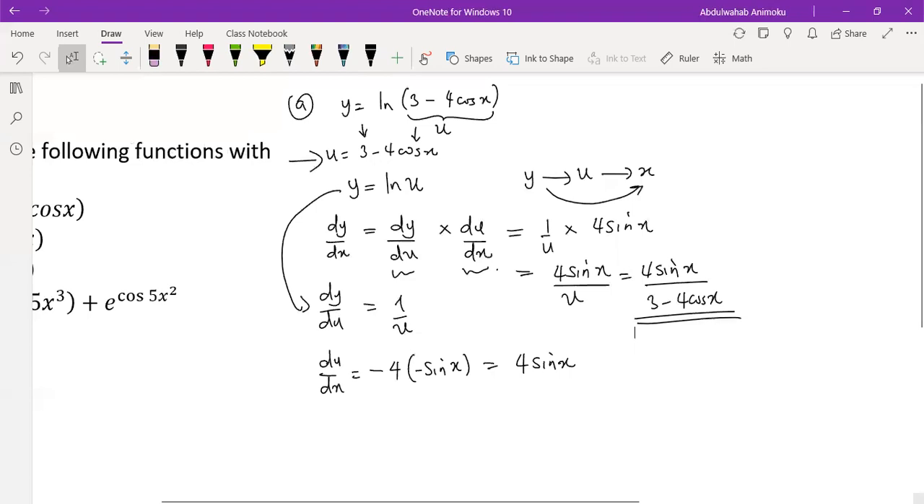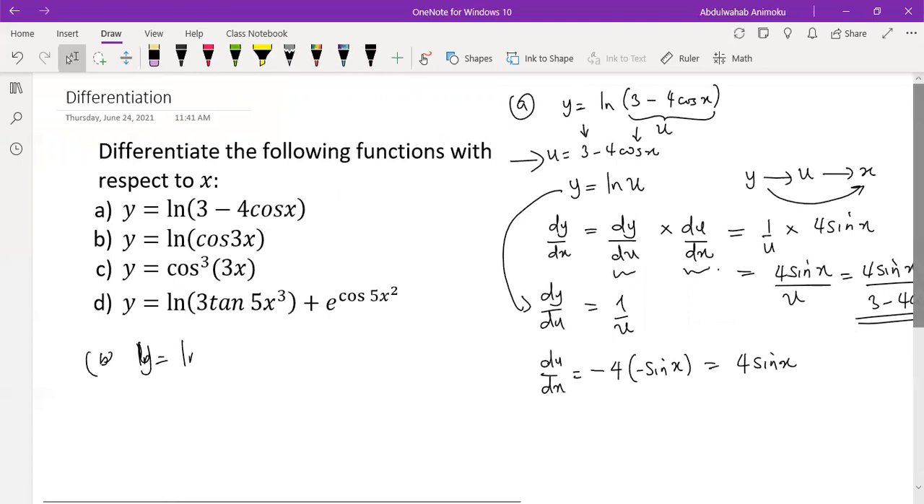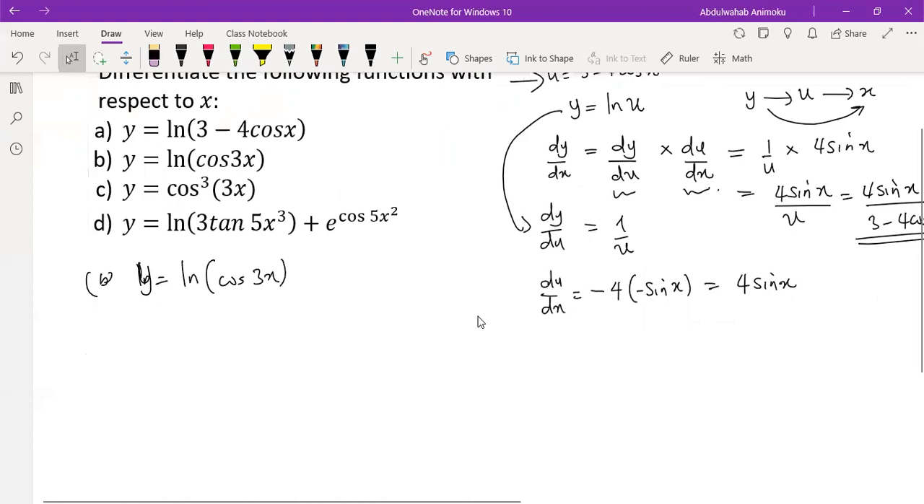Now let's move to the B part. B says we should find the derivative of y equals ln cos 3x. Again, you can see that you have nested functions: ln, cosine, and then 3x. This is the external one, this is the middle, and this is the internal.